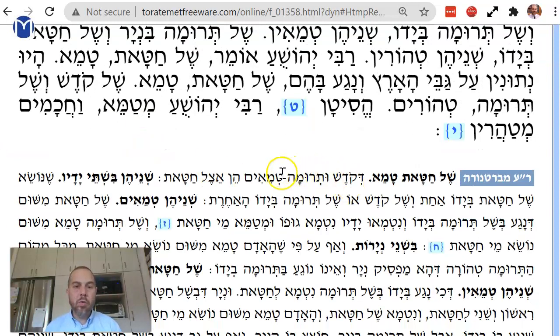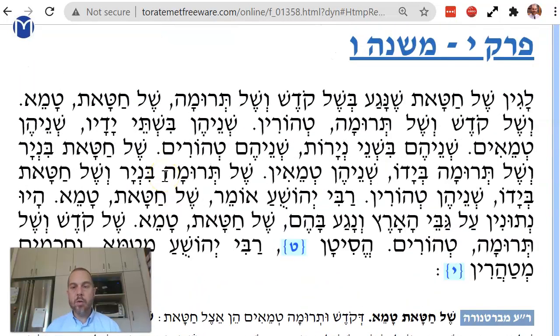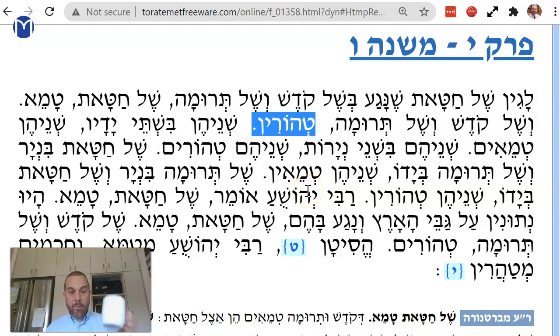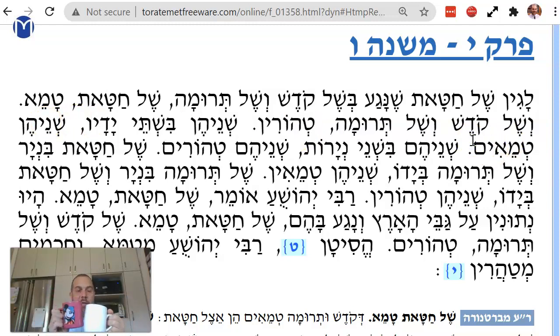Why? Because we said kodesh and truma are tamei vis-a-vis the chatat. Even though it's totally tahor, and I could use it to eat my korban, vis-a-vis the korban chatat it's tamei. So when they touch, bad. The chatat is tamei, but the one of kodesh and truma remains tahor. Why? Because chatat vis-a-vis it is tahor. But shnehem b'shtei yadav: if I'm holding both of them in my two hands, shnehem tameim. They are both tamei. If they just touch each other and I'm not touching them, that's one thing, but if I'm holding both, they're both tamei.